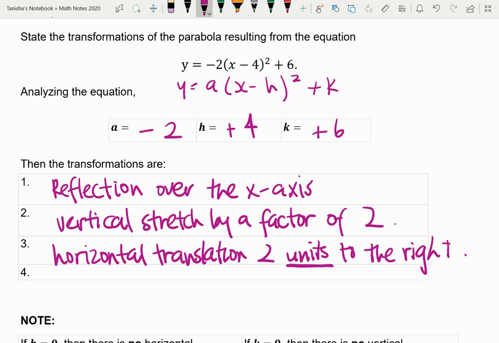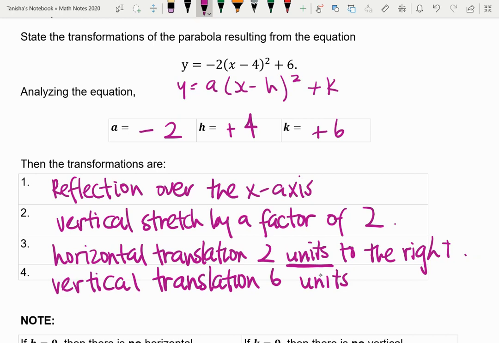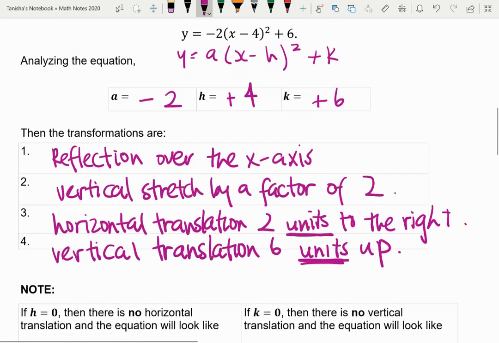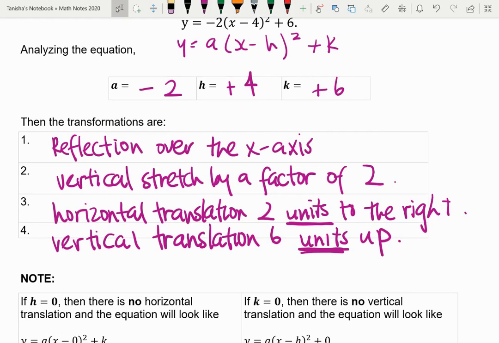And lastly, our k value, which tells us if there is a vertical translation. Because our k value is greater than 0, it's going to move our parabola 6 units up. So there is a vertical translation 6 units up. And again, units because we haven't defined our unit, and we can assume that no unit has been defined unless it has been expressed in the question.